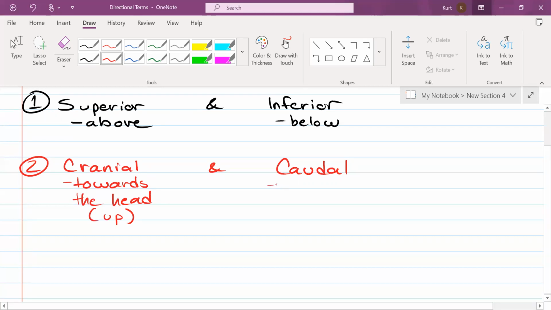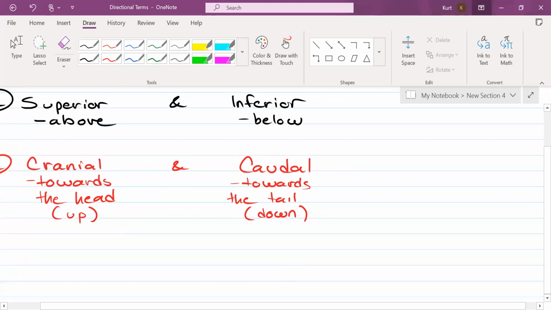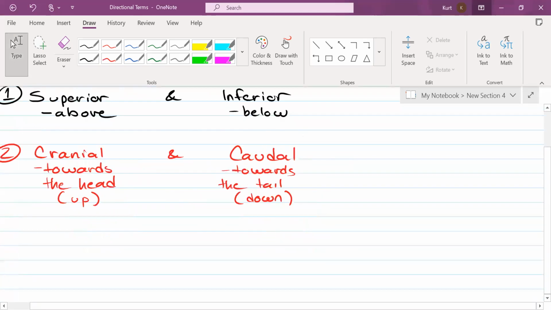And then caudal means towards the tail, which means basically where in a body is the tail located? Pretty much on the downside, on the backside, lower. You don't need to draw this, everybody. You do not need to draw this, but if you were to look at a fish, you know what the name for the tail fin really is? The caudal fin.